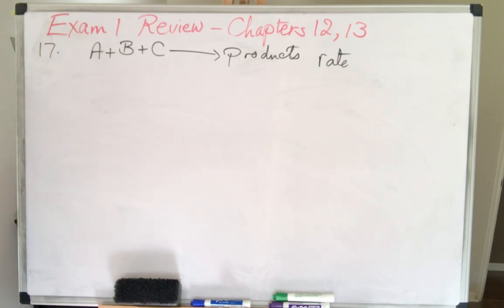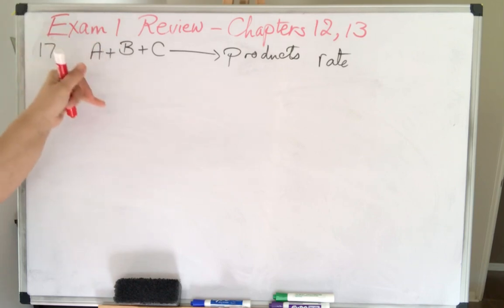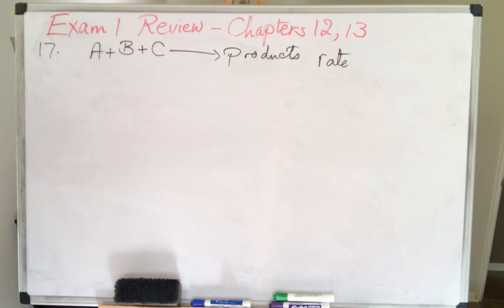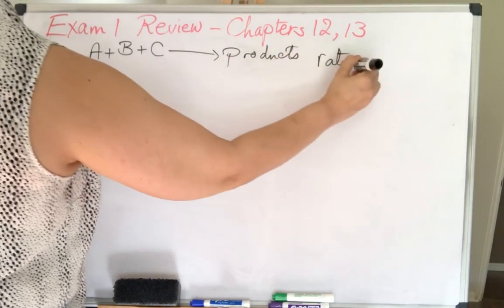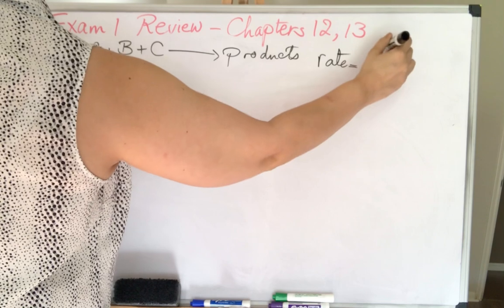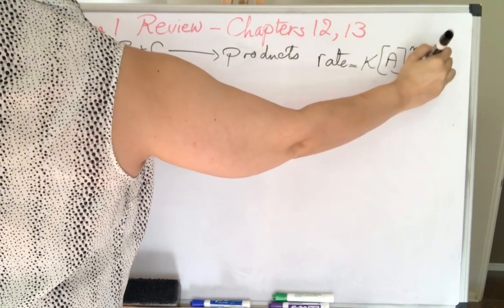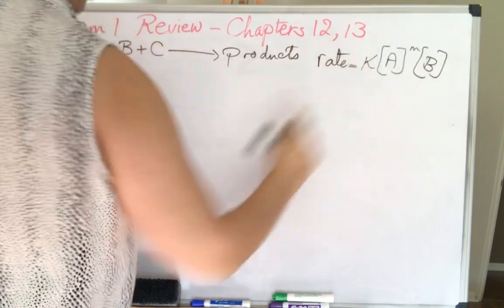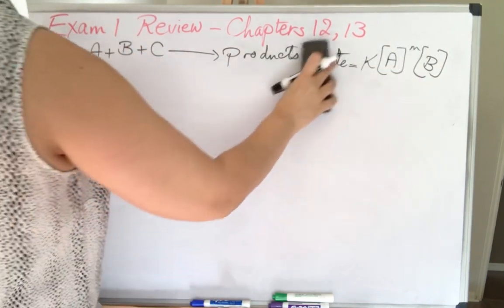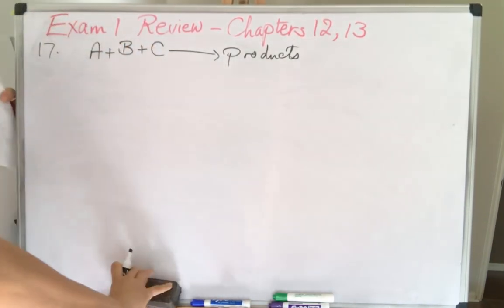The following data were obtained in a kinetic study of the hypothetical reaction A plus B plus C gives the products. So it's asking for the reaction rate with respect to C. Let's write the rate law. It's k, A to the power of m, B to the power of n. Let me write it here since here we don't have space.